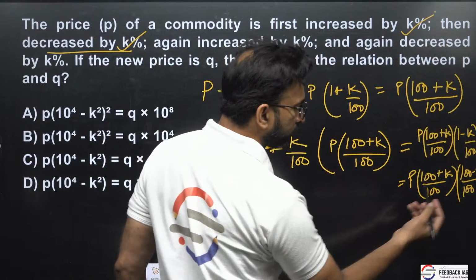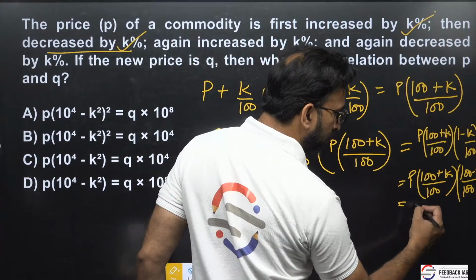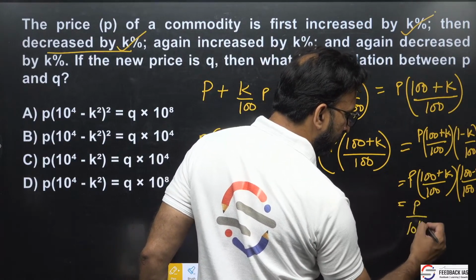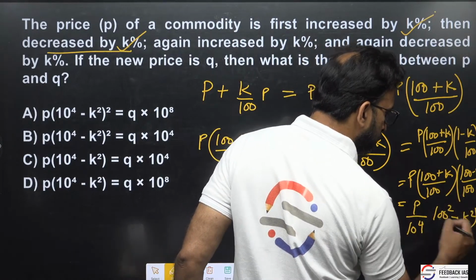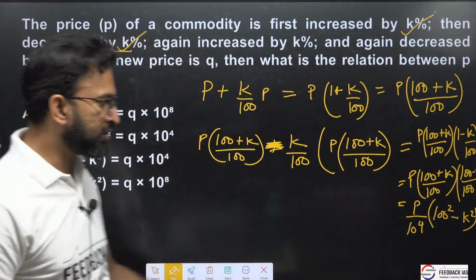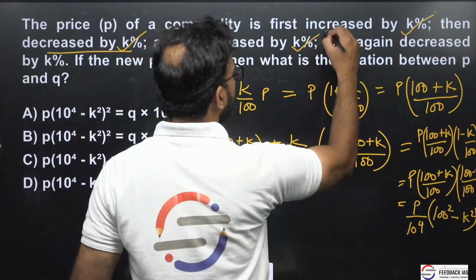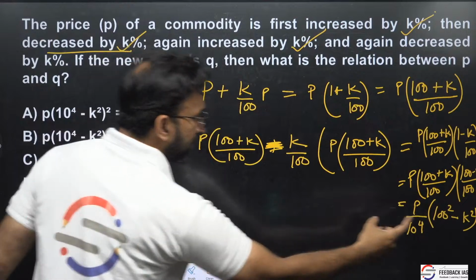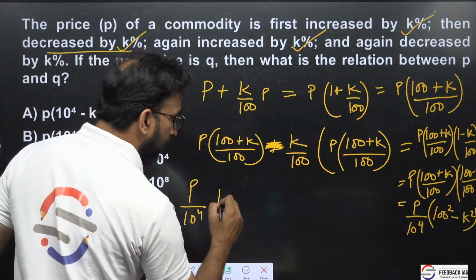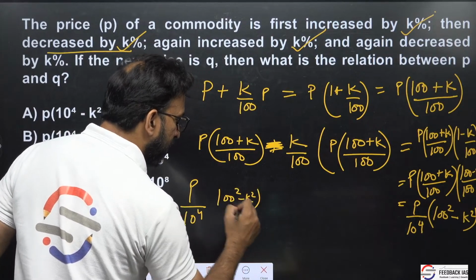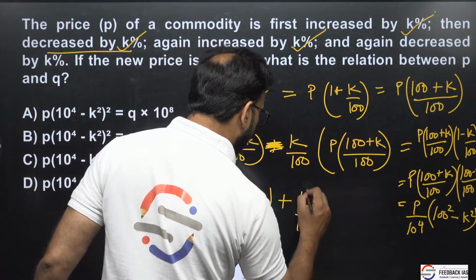So what we will do, this is just like A square minus B square. So it will come out as P divided by 10 to the power 4 times (100 square minus K square), right? So this is the next price. After that, let's again increase by K percentage. So this value will remain as it is, P divided by 10 to the power 4, (100 square minus K square), times (1 plus K divided by 100).